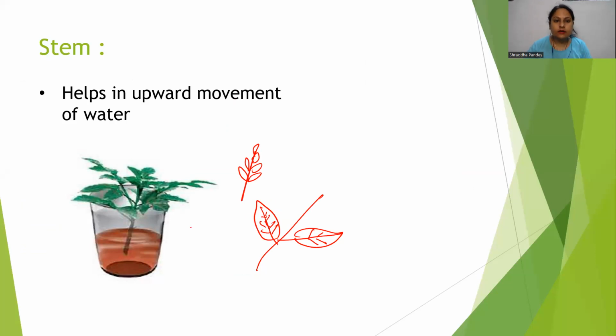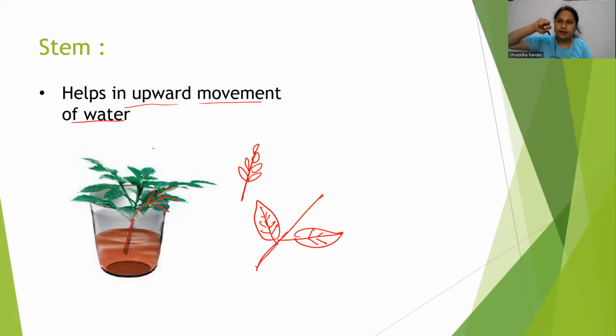Yes. So here the colored solution will be observed in the veins also. The stem will also show a certain reddish color, and the midrib and the veins present in the leaf will also show the red color. So how did this red colored compound come into the veins and the stem? It is because of the transportation. So the stem helps in upward movement of water. From down, the water came up into the stem, into the veins of the leaf, and the water is transported. So what does the stem do? It helps in upward movement of water.